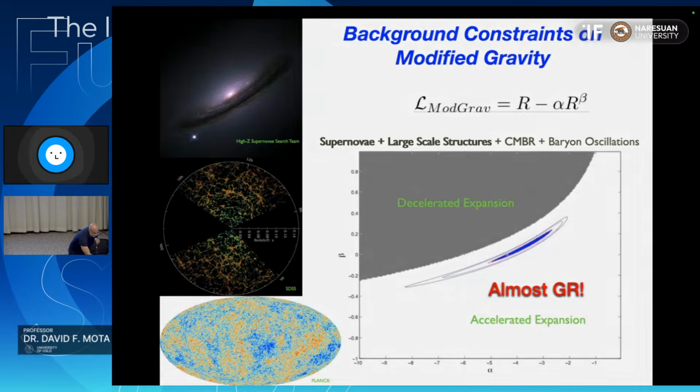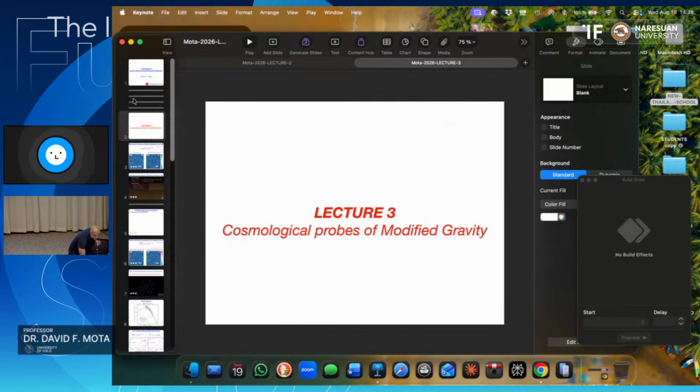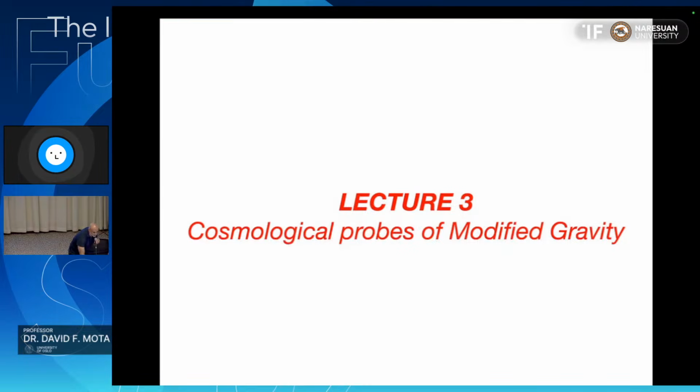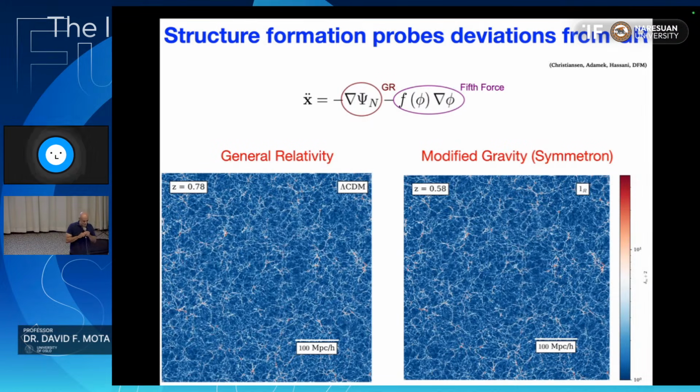Good. So let me now start with my other lectures. Now we start with cosmological probes of modified gravity. At last we got there. Very good.